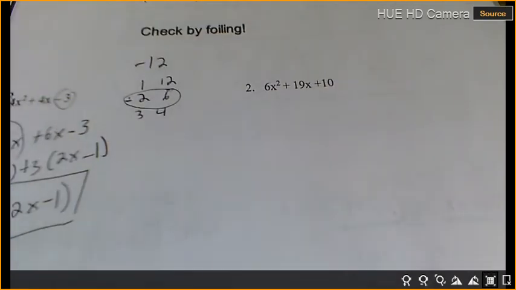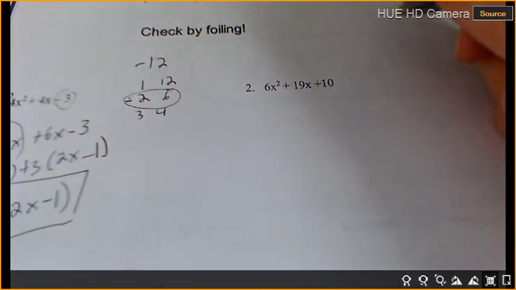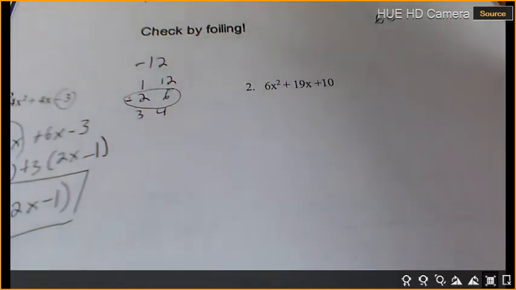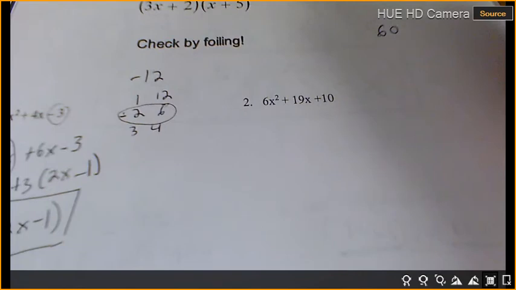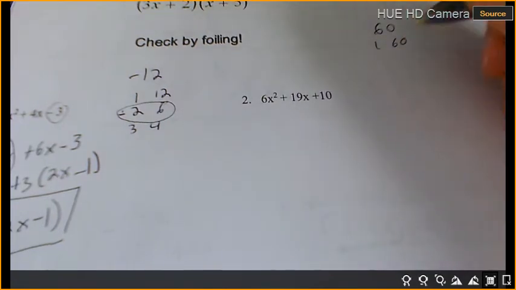We're going to move on to number 2. Okay, who can tell me what my first step is? You times the 6 times 10, correct. What's 6 times 10? 60, correct? What are the multiples of 60? 60 times 1, good. 30 times 2, good.